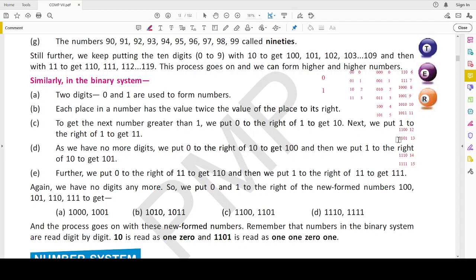So in this way, the same way you generate the numbers in case of decimal, you are also using the 2 digits in case of binary to generate the numbers. I hope you have followed.